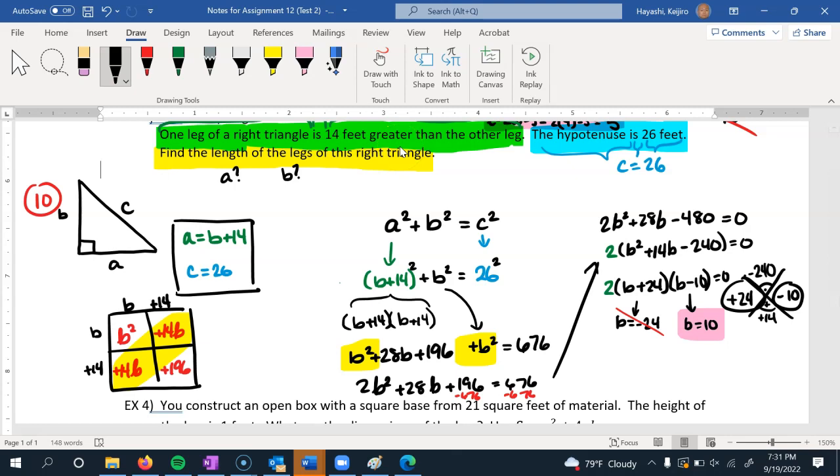And if b is 10, can we figure out a? Yeah, we just take a, and since we know it's b plus 14, that's 10 plus 14, and so that's 24. So a is 24. And it was stated in the problem, but c is 26. Those are the legs of this triangle, 10 and 24.